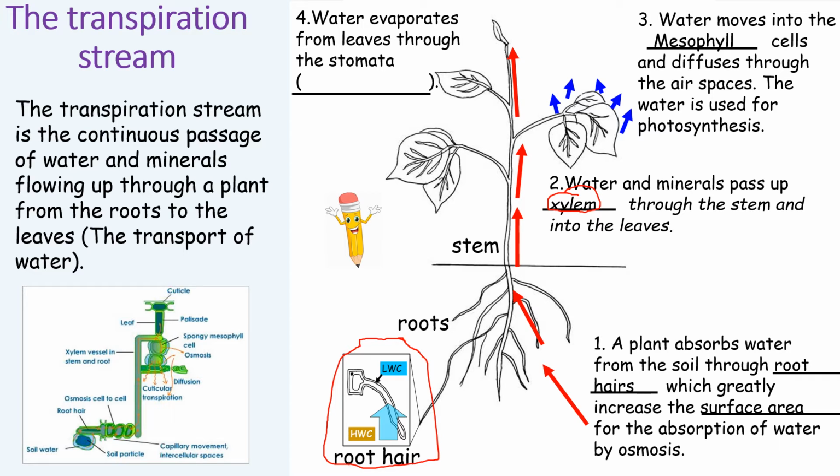And then finally, the water evaporates from the leaf through the stomata, which are the tiny holes in your leaf. When water evaporates through the leaf, it is called transpiration. So water evaporating from leaves is called transpiration. Remember, evaporation is where a liquid changes to a gas. So in this case, it would be water changing to a gas. So make sure you know all of that before you move on. So let's have a look at the stages of the transpiration stream in more detail.